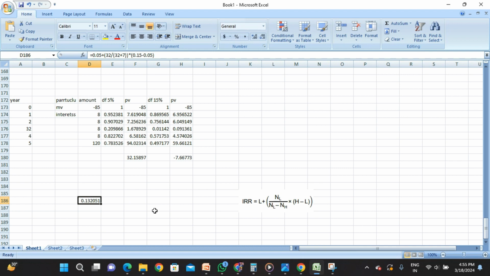So we are getting 13 points, so you have to do 0.13. 0.05 plus bracket 32, the NPV at lower, divided by bracket 32, the NPV at lower, plus the higher NPV, into bracket 0.15, the higher rate, minus the lower rate. You are getting 13.2%. This is the convertible debt question.